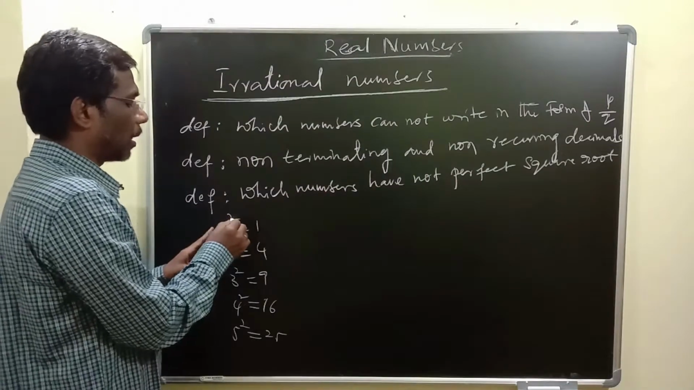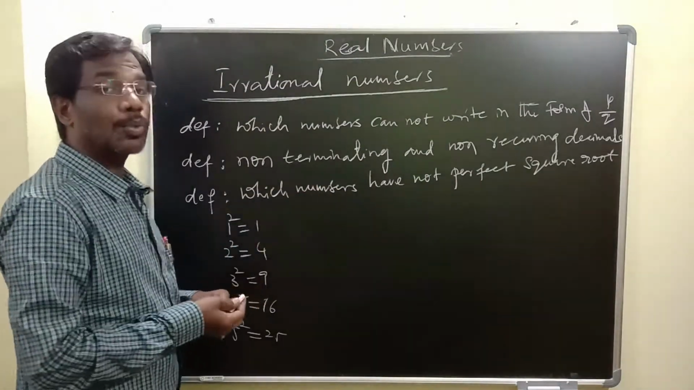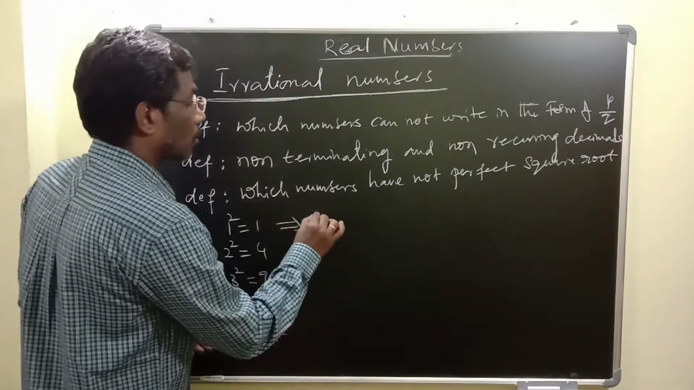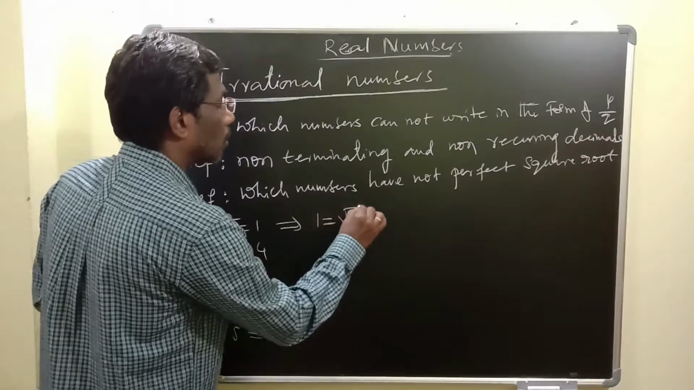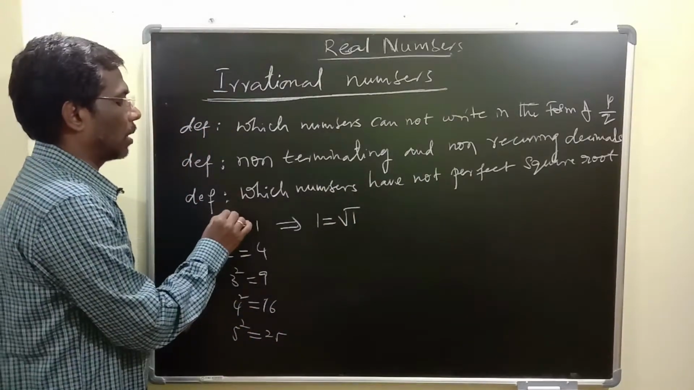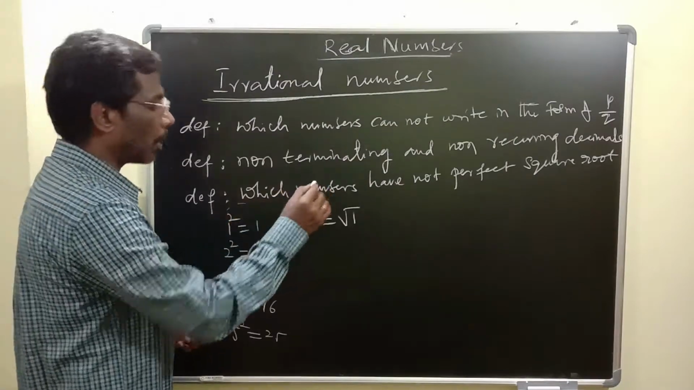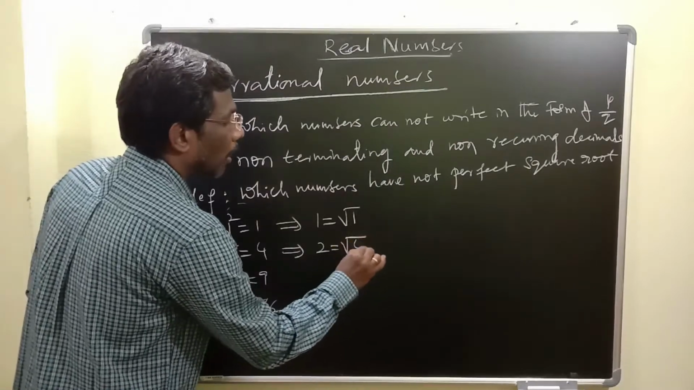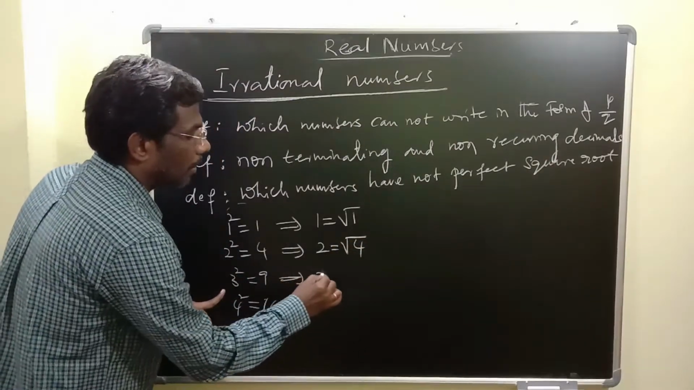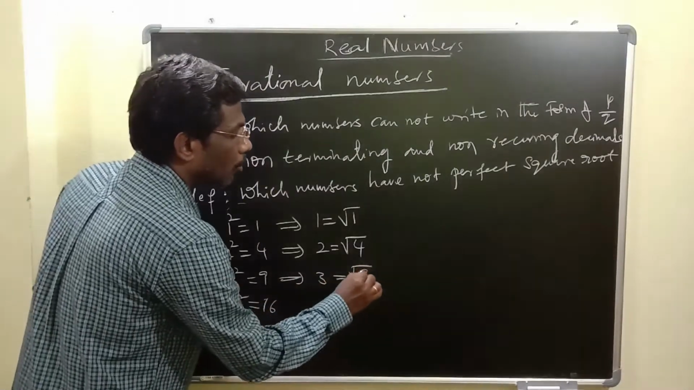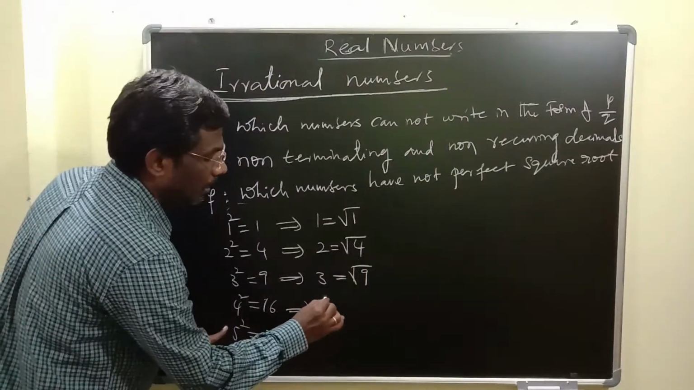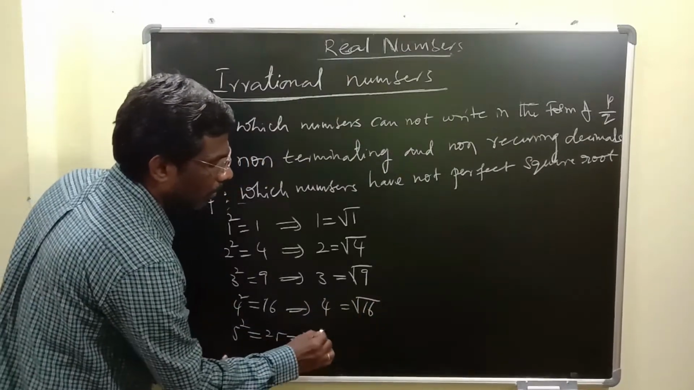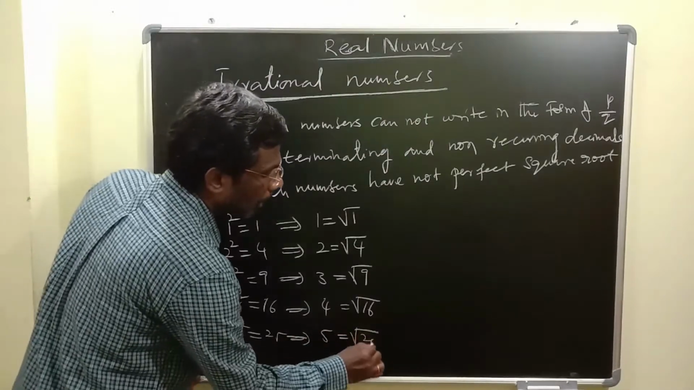If I take the square to the right side, that becomes square root. So what can we write now? 1 is equal to square root 1. When the square is taken to the right side, it becomes square root. Now for this, 2 is equal to square root 4. 3 is equal to square root 9. For this, 4 is equal to square root 16. And for this, 5 is equal to root 25.